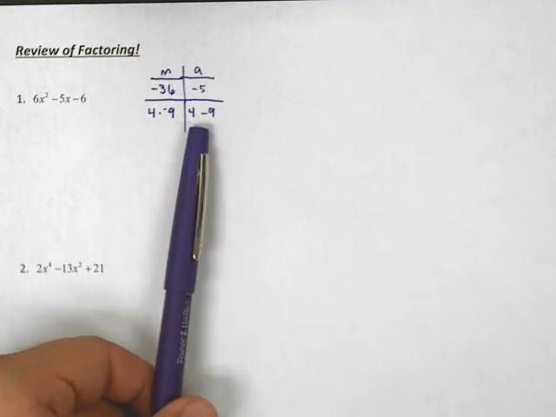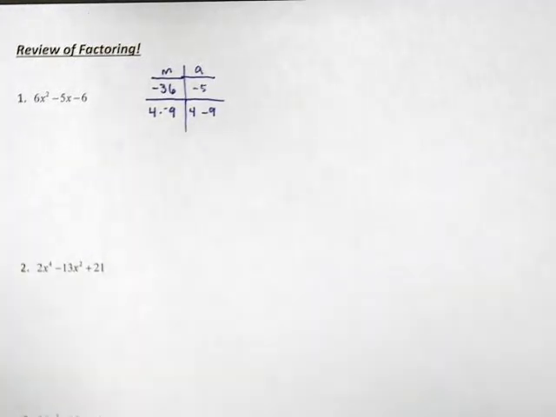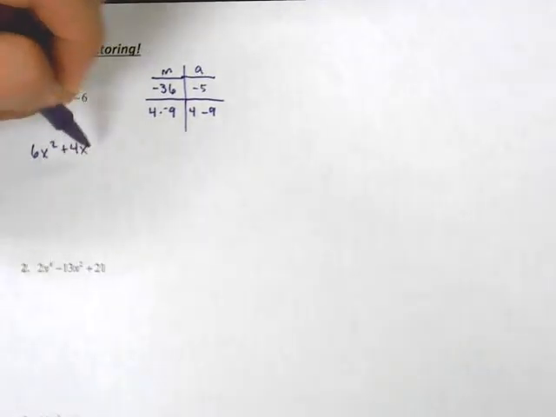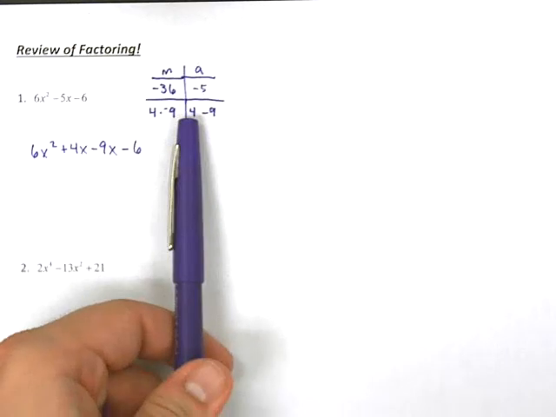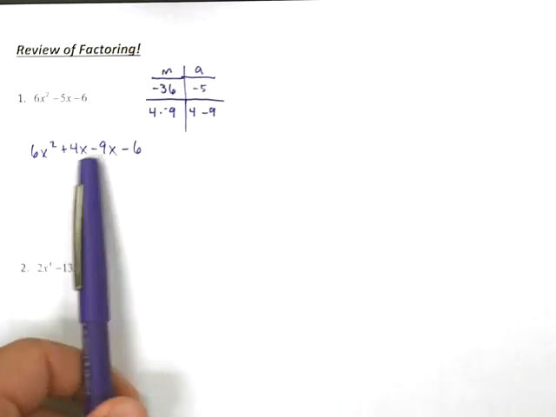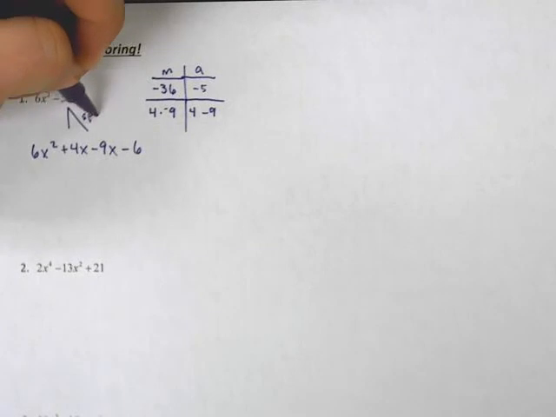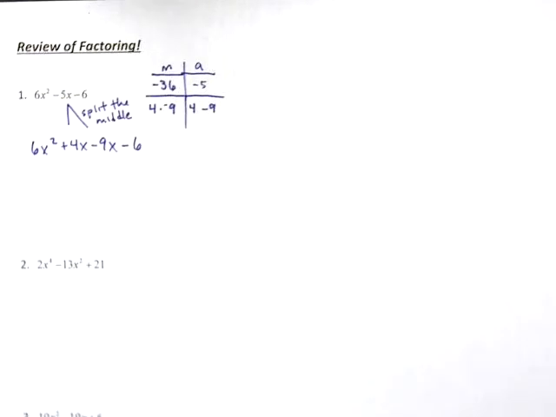These two values are super important. What you have to understand, though, is this is not how you actually finish the factoring process. This just tells you how to split the middle. So now I know that I can write plus 4x and minus 9x. This is just splitting the middle. Now it's grouping.